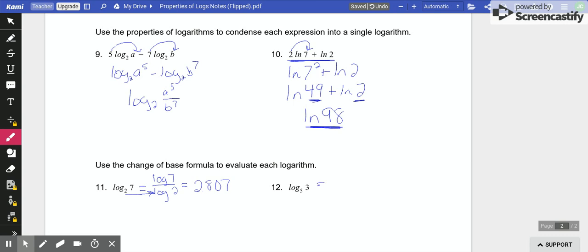And for number 12, this one I'm going to use natural log. It doesn't matter. I'm going to do natural log of 3 over natural log of 5. Remember, base goes on the bottom. Put that in the calculator and we get 0.683.